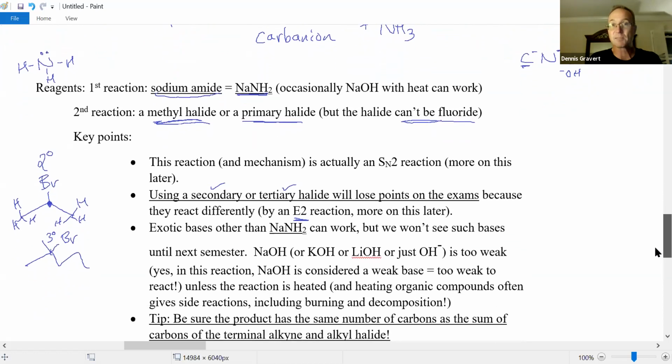For right now, this semester, I'll be sticking to NaNH2, sodium amide. That'll be my choice base this semester. Next semester, though, we'll see that other bases can be used. And there are other molecules we're going to create that will become bases as strong as or stronger than sodium amide. So we'll have to be aware of that. Right now, though, I just want to introduce that. I just want to plant a seed. NaNH2 is not the key here to make this work.